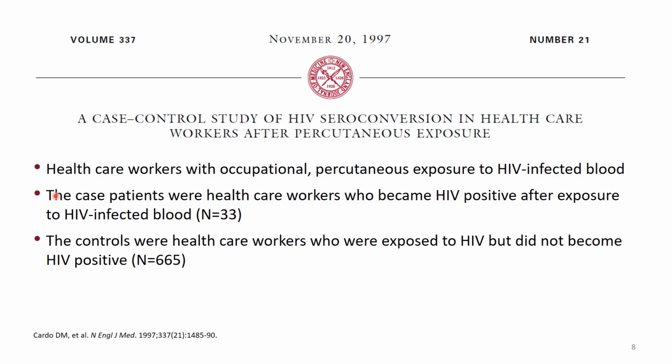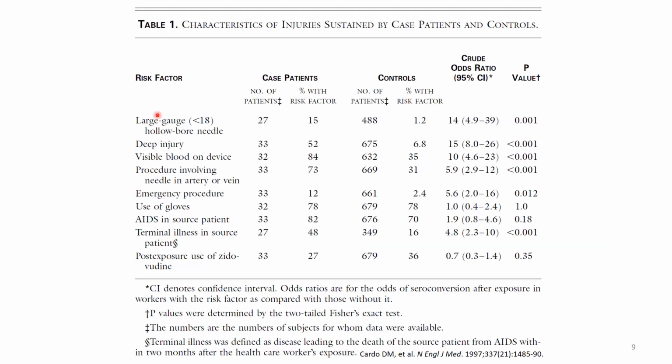As this is a case control study, they started with the outcome. So the cases are people who had the outcome, the people who actually became HIV positive, and the controls are people who did not have the outcome, the people who did not become HIV positive. So in this table, again, these are your two groups. The cases are patients who developed HIV, and controls are people who did not develop HIV, and everybody accidentally poked themselves. Now they're doing multiple analyses.